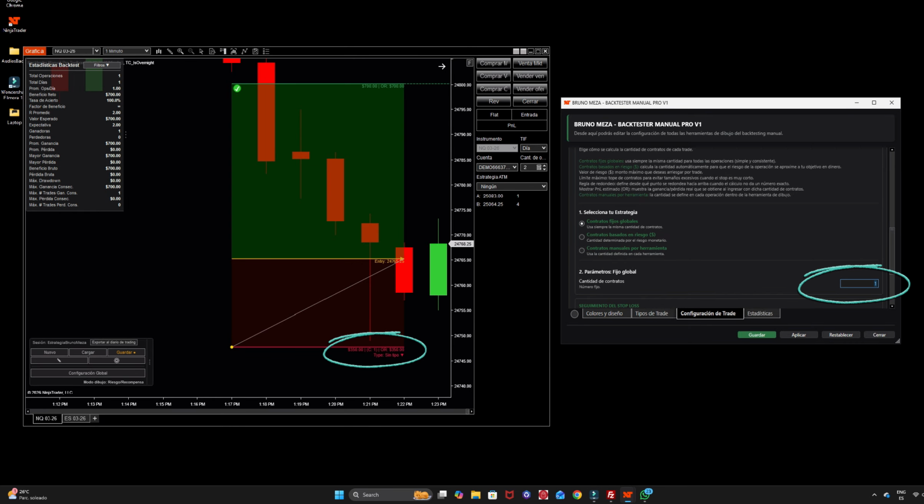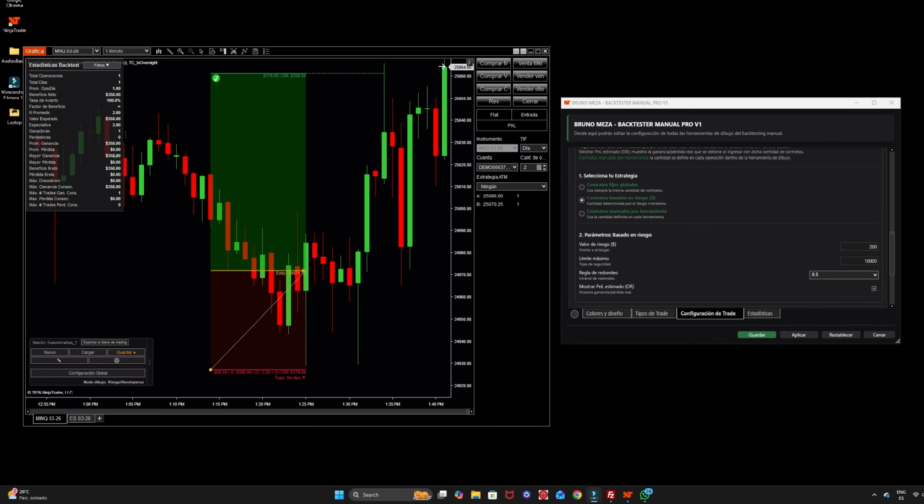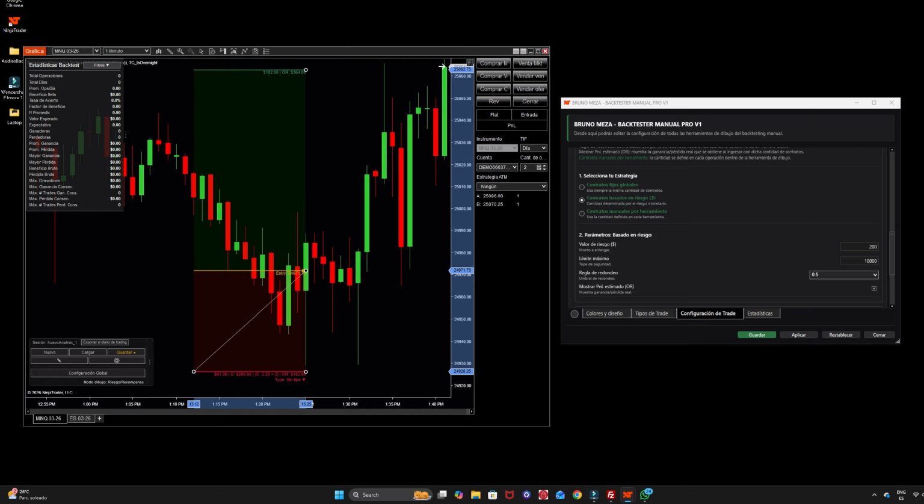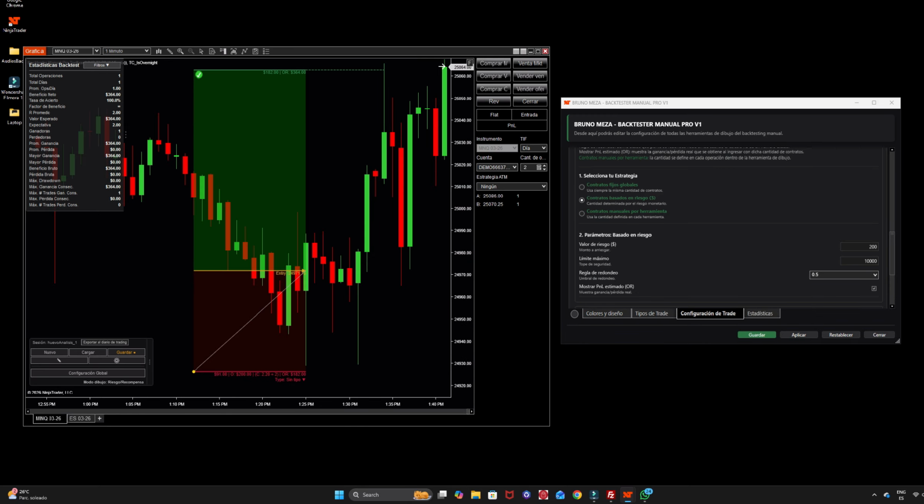With this option, you simply choose a fixed number of contracts, and all trades of that trade type will always use that same amount. The second option is called risk-based contracts, and is ideal if your way of managing risk consists of always risking the same amount of money on each trade, regardless of how far your stop loss is. The idea is simple. In some trades your stop can be very close, and in others it can be farther away. If you always traded with the same number of contracts, then the money you risk would change a lot from one trade to another.